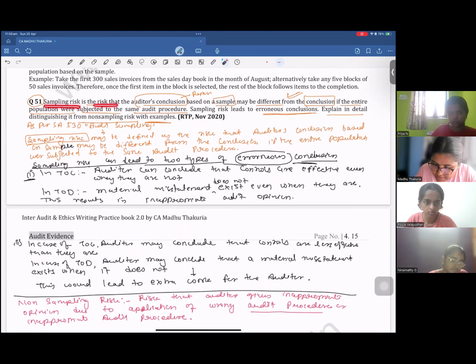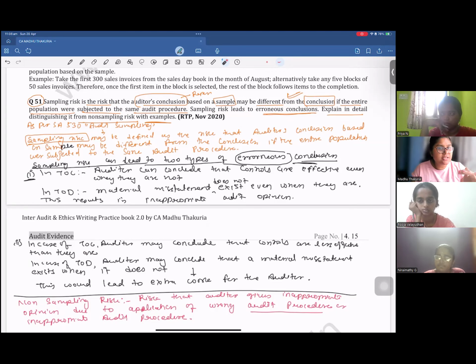Sampling risk is the risk that the auditor's conclusion based on the sample may be different from the conclusion if the entire population was subject to the same audit procedure. Of course, that is the sampling risk always. Like for example, always take the easiest example of SA 501. You are going to attend the physical count, right? Whenever you are attending the physical count, you observe the inventory count, but you only do the test check.